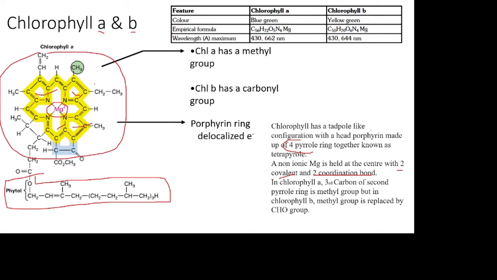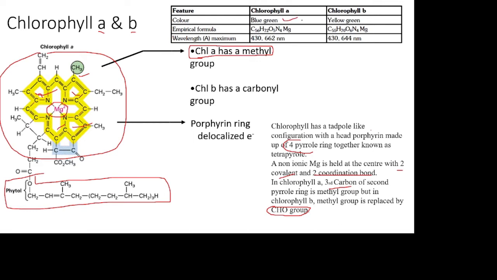Chlorophyll A and B can be distinguished easily with the help of the third carbon of the second pyrrole ring. So this is the second pyrrole ring, and this is the third carbon. This third carbon has a methyl group, and because of the methyl group it has become chlorophyll A. And if the methyl group is changed into a CHO group or the aldehyde group, then we say that the chlorophyll is chlorophyll B, and you will find both of them have a different color.